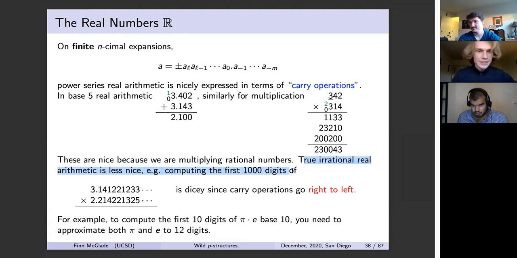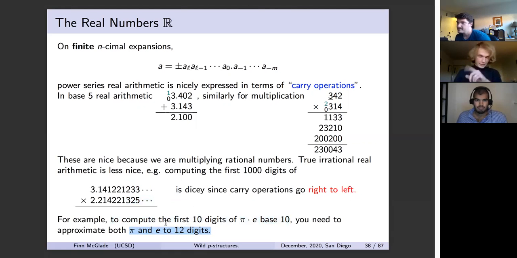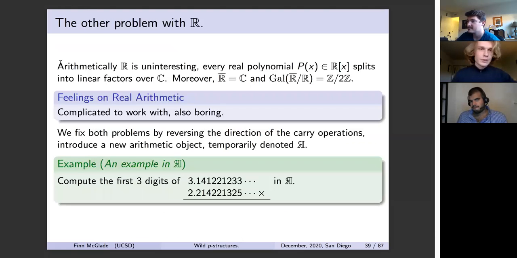And I'd like to draw your attention to the fact that kind of true irrational arithmetic is a little bit less nice. So for example, if I just give you 2 infinite strings of digits and say, tell me the product, well, you're going to go to the right and you're going to start doing carry operations, except the trouble is that these things go infinitely far to the right. So you need to truncate. All right, so a little example, right? If you want to compute the first 10 digits of pi times e base 10, you actually need to approximate them both to 12 digits and do the calculation if you want to get the right decimal point at the end. Okay, so that's kind of maybe a minor issue with R.